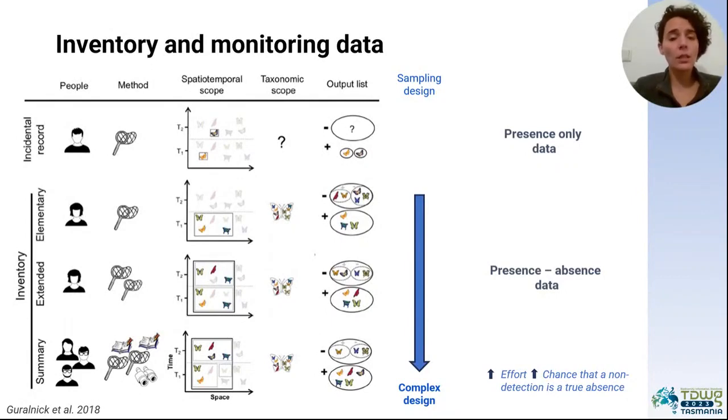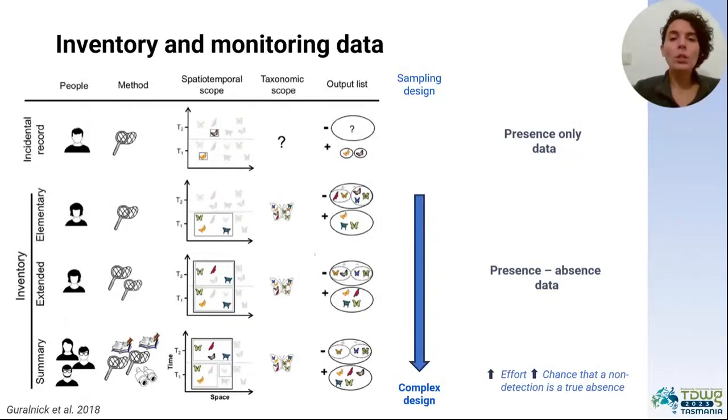On the other hand, inventories, shown from the second row to the fourth one in this slide, have a defined taxonomic scope. For instance, the list of butterflies in Hobart. And they also have a sampling design, which can vary from very simple points to a highly complex design with traps nested within plots, nested within sites, for instance. And they also have a known effort, so the number of people, hours, or distance traveled, or a combination of all of them.